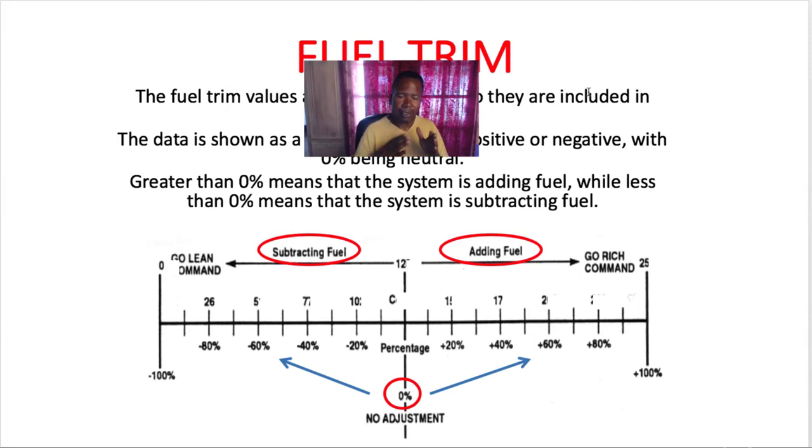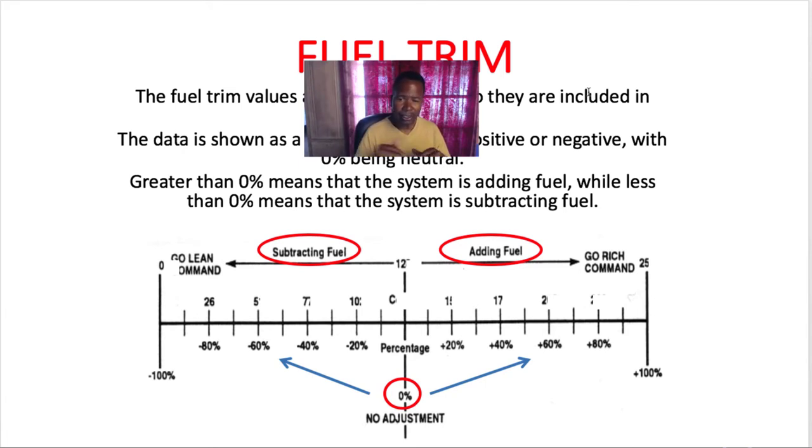Now, if we're sitting at 0, that means no correction is needed. We want a range of plus or minus 10%. Anything above or below 10% indicates out of fuel control. As long as it's within that range, 0 plus or minus 10, it's in closed loop within fuel control. But it should never actually sit on 0. It should never stay on 0. It should fluctuate like this, above and below the 0 line.